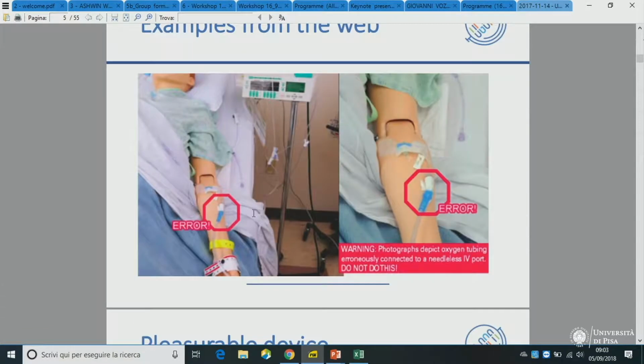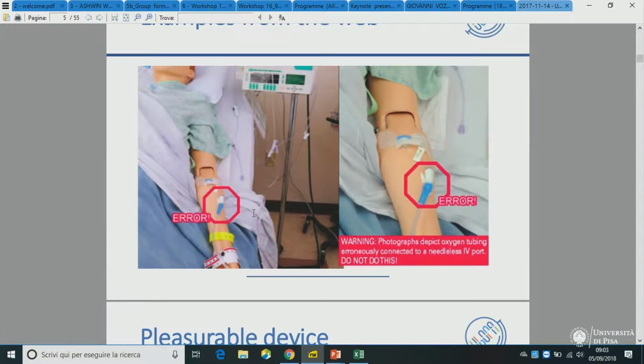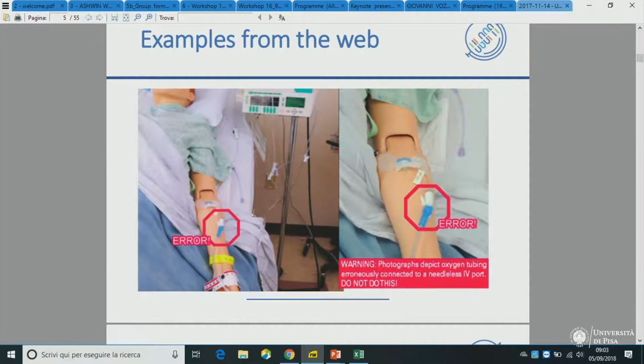More examples. This is a nice way of killing people again. Oxygen through an infusion path. This is a class, there are classes on the web. This is a free class that is provided by the American government for nurses, on what not to do. Do not do this.